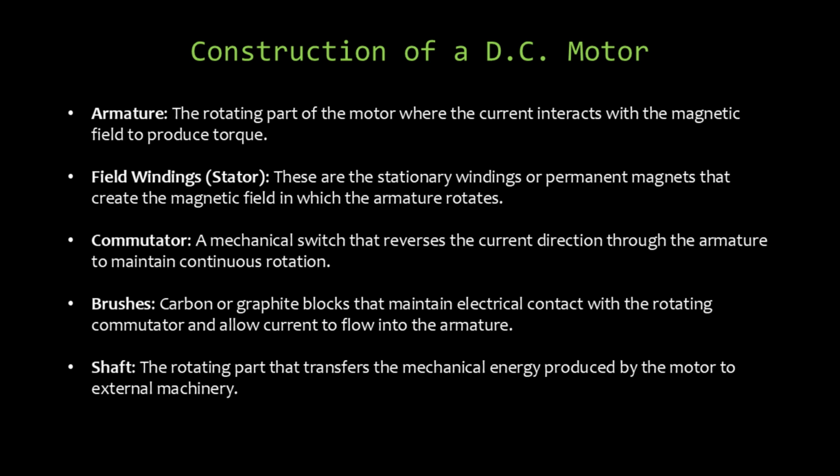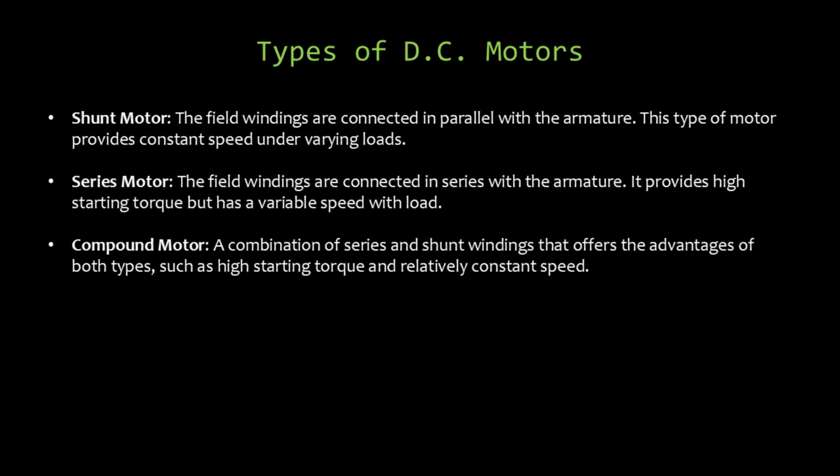Brushes, typically made of carbon or graphite, ensure electrical contact with the rotating commutator. The shaft transfers the mechanical energy to external machinery. DC motors come in 3 primary types, each with distinct characteristics.